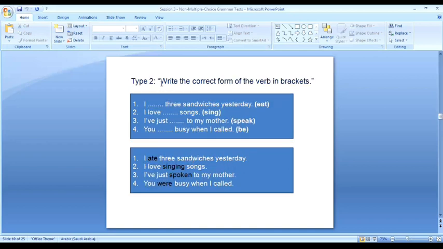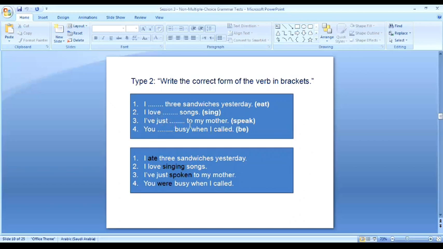Type 2, we have to write the correct form of the verb in brackets, and also this is a completion. So, I dash dash 3 sandwiches yesterday. We have eat in brackets, so the student says I ate, because this is the past, yesterday. I love dash dash songs. We have the word sing, because this is a gerund. We have love. They say I love singing, because we have the word love.